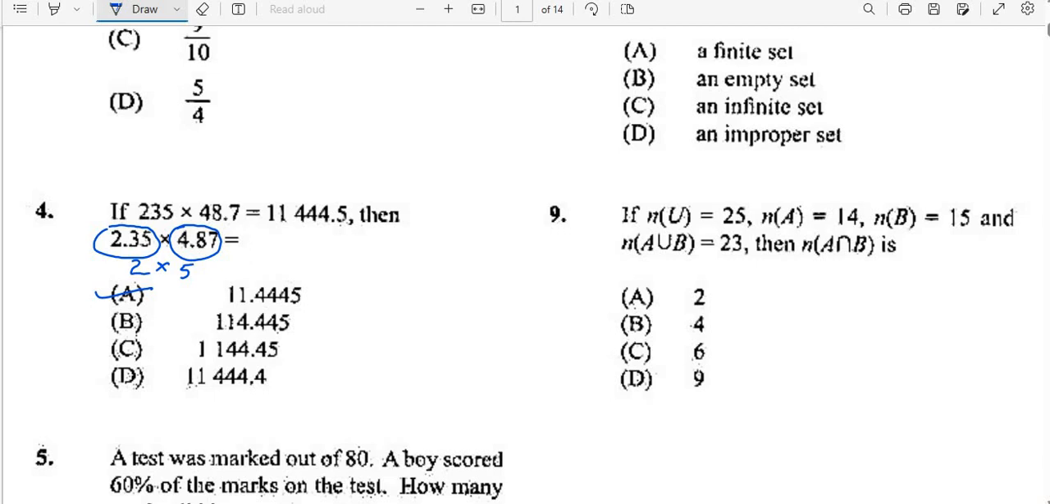The whole number portion is 11. The whole number portion here is 114, so that's way off. The whole number portion here is 11,000 plus. These are off.